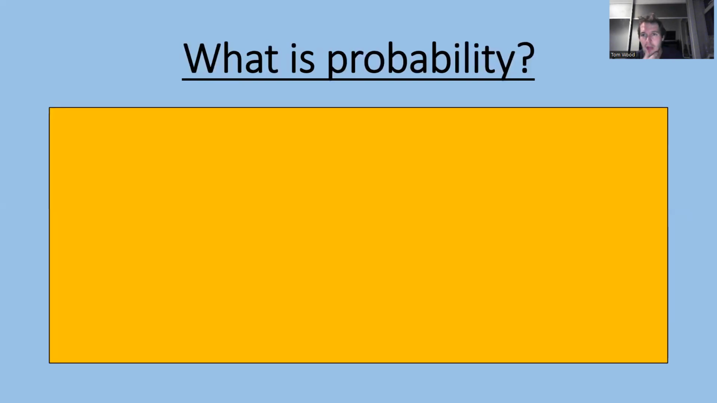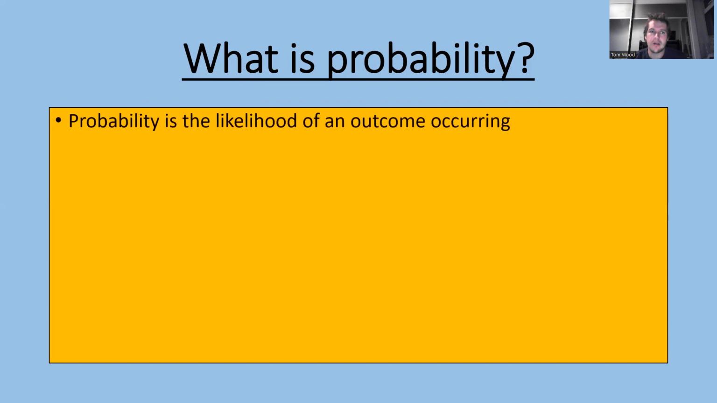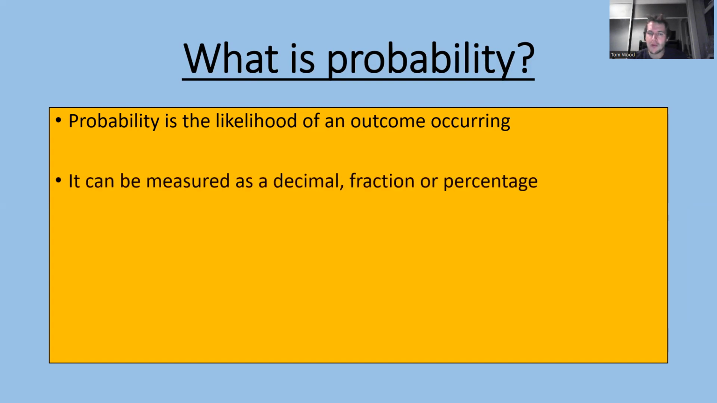Okay, so what is probability then? Probability in itself is the likelihood of an outcome occurring. So it's how likely something is to happen. We can measure this as a decimal, a fraction, or a percentage, which, if we think about it, makes sense. When we're talking about percentages, fractions, or decimals, it's looking at a part of a whole. That's what an outcome is. If there are 2 different outcomes, there's 2 potential things that could happen in the whole scheme of things.